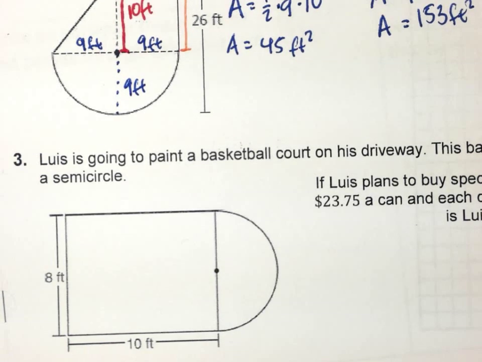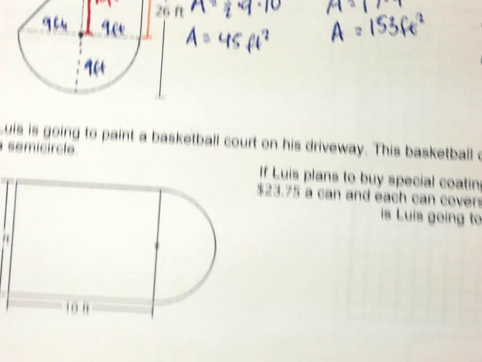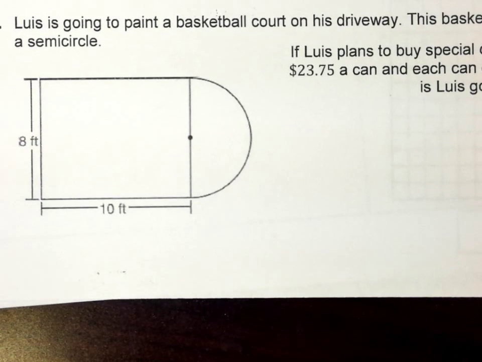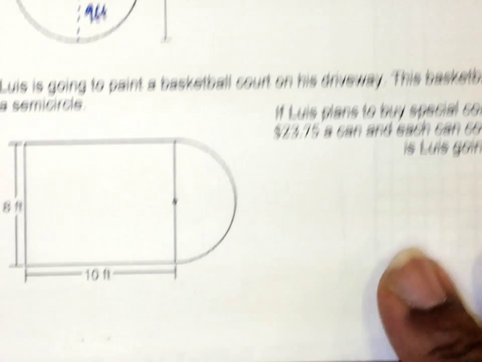Before you can figure out how much he's going to spend, you need to find out the area of the court. They gave you the two shapes set up. Find your area of your two shapes together. And then see if you can figure out what the total cost is of the paint they're going to buy. Do it on your own, though. Don't wait for me.